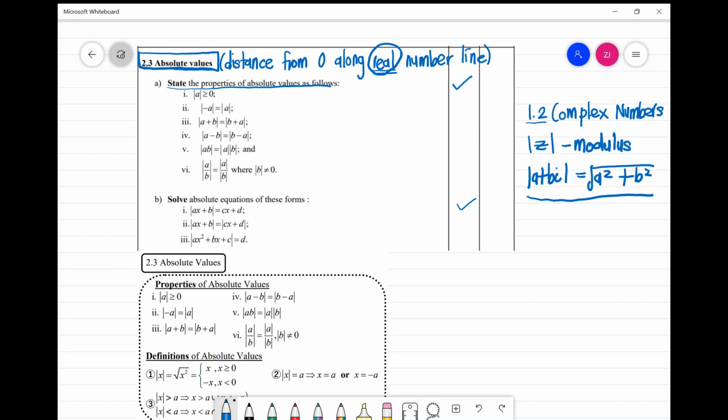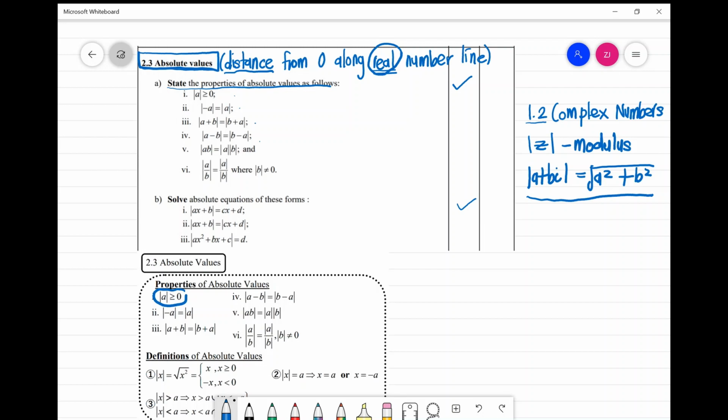If we go through the properties, we have 6 properties altogether. In order to prove these properties, we may simply substitute any values inside. The first property says that absolute of A is greater than or equal to 0. Why? Because just now we defined that absolute value is a distance, so it makes sense that the absolute value of any number must be greater than or equal to 0. If you have absolute of 0, it will become 0.